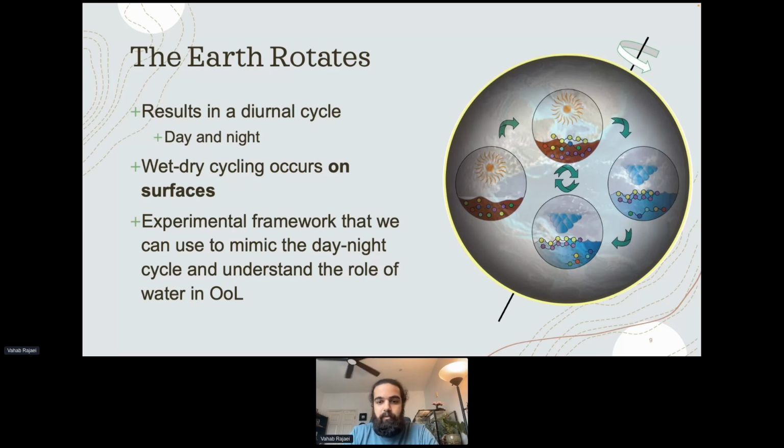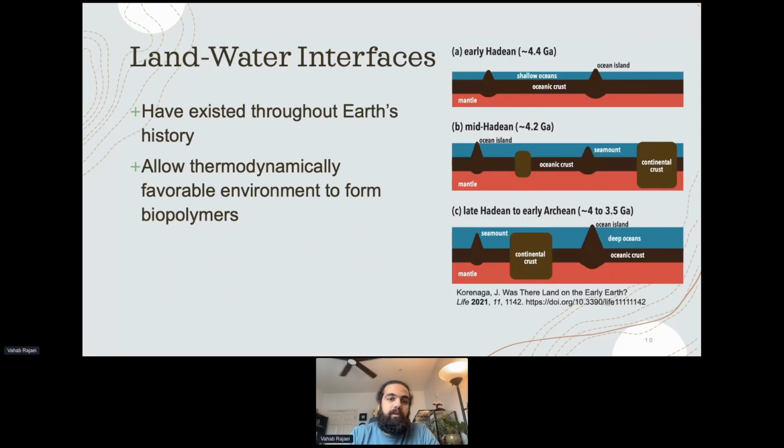And this is an experimental platform that we can use to understand what was going on at this stage of the origins of life. But I'll talk a little bit more about that later. But first, I want to talk a little bit more about what's going on the early Earth. So in addition to the Earth rotating, we also know that there would have been land-water interfaces present on the early Earth all the way back to the early Hadean, going back to like 4.4 billion years ago, also pretty soon after the Earth formed. So these have been around for most of Earth's history, and they're important because they allow for a thermodynamically favorable environment for these biopolymers to form, to take those monomers and convert them into the polymers.